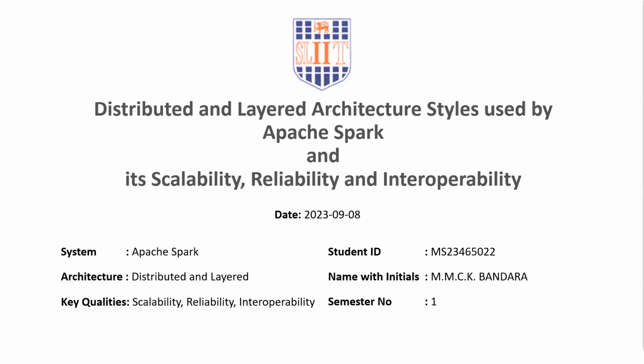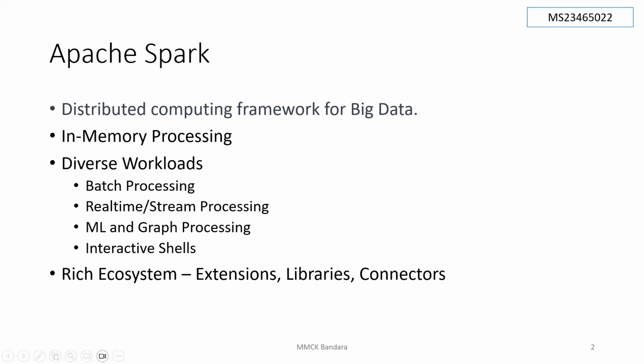We are going to discuss two architectural styles, that is distributed and layered architecture, how they are implemented on Apache Spark, and their impact on the quality factors: scalability, reliability, and interoperability. So first of all, we have to understand what Apache Spark is and why it is needed.